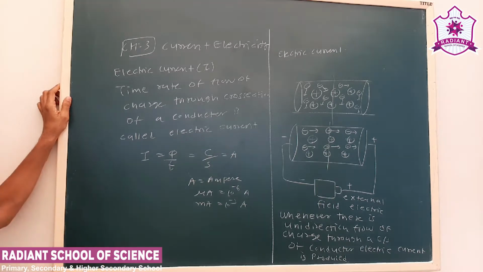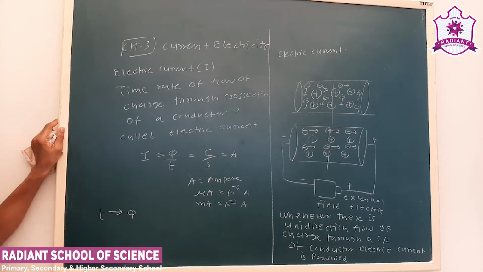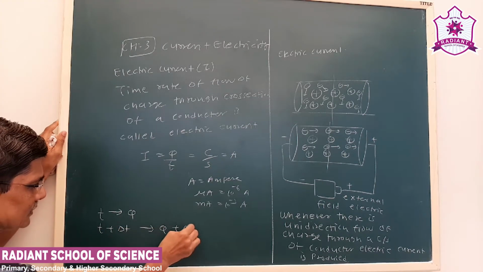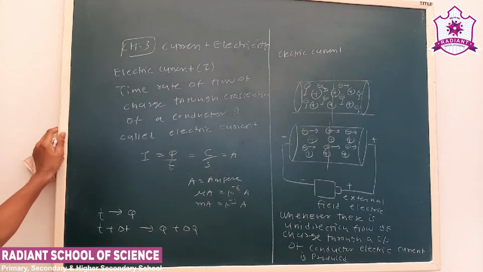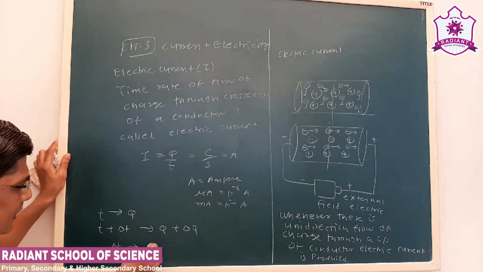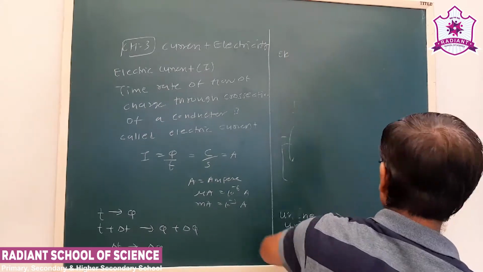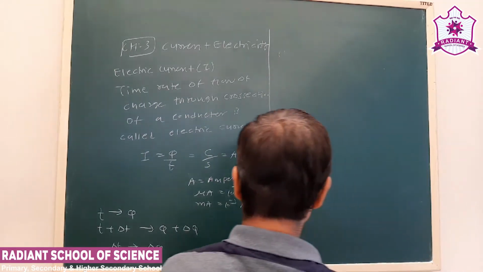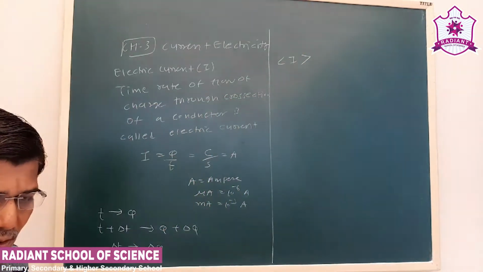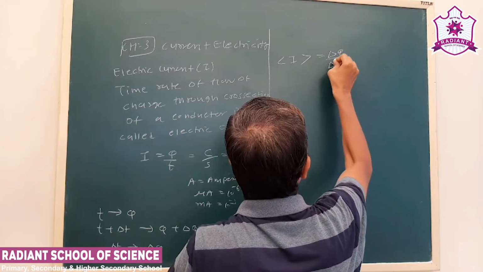Now we can explain it like this also. At time t, charge Q flows through the cross section of a conductor. At time t plus delta t, charge Q plus delta Q has flowed through the cross section. So in a delta t time, delta Q charge flows through a cross section. So in that case, the average current, we know this is the symbol for the average, I is equal to delta Q by delta t.